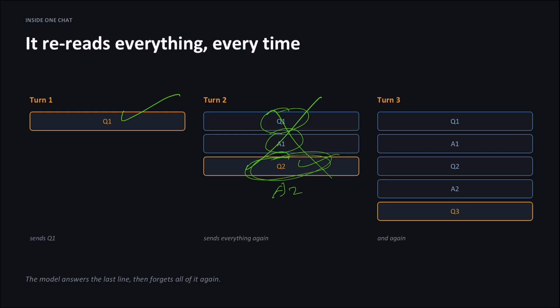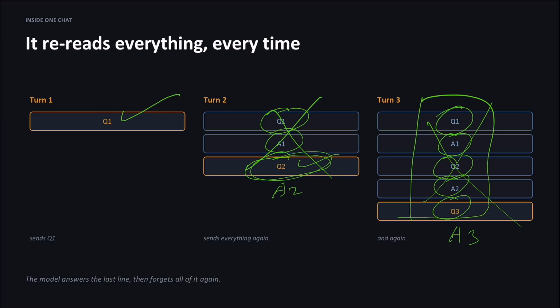Again, when you put a question in the same chat window, it will again read question one, question two, answer two, and question three, give an answer to question three, and again forget everything. So that is how things work in a context window. But the problem is that, because it has to reread this stuff every time you put a new question, this takes up your context memory.